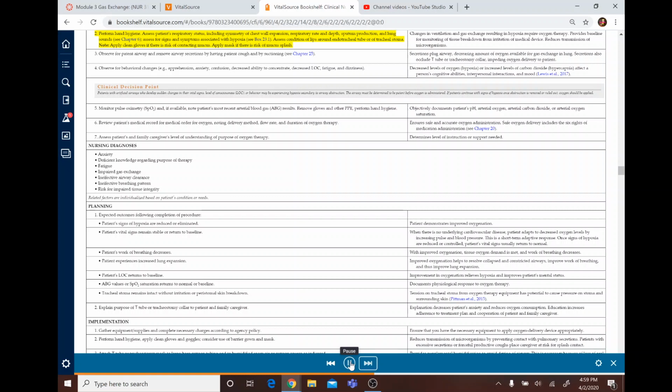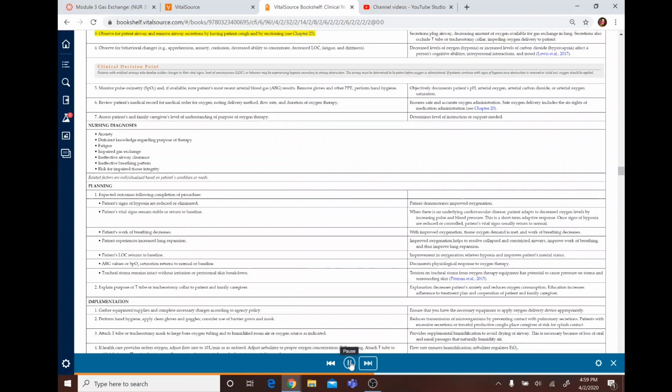2. Perform hand hygiene. Assess patient's respiratory status, including symmetry of chest wall expansion, respiratory rate and depth, sputum production, and lung sounds. See Chapter 6. Assess for signs and symptoms associated with hypoxia. See Box 23.1. Assess condition of lips around the endotracheal tube or of the tracheal stoma. Note: apply clean gloves if there is risk of contacting mucus. Apply mask if there is risk of mucus splash. Changes in ventilation and gas exchange resulting in hypoxia require oxygen therapy. Provides baseline for monitoring of tissue breakdown from irritation of medical device. Reduces transmission of microorganisms.